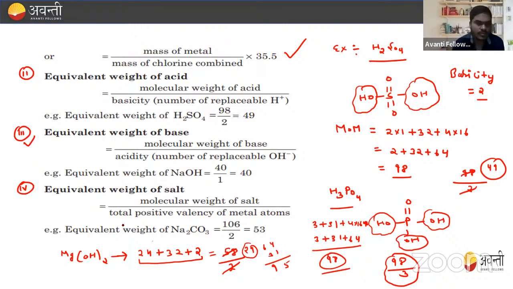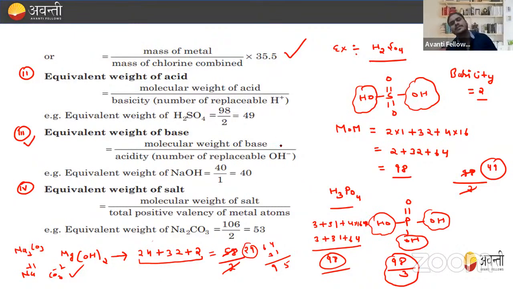Now, this one is important: divided by the total positive valency of the metal. For example, in Na2CO3, we all know the carbonate ion, Na has plus, so 2 plus, and CO3 has minus 2. So the total positive charge is plus 2, right?